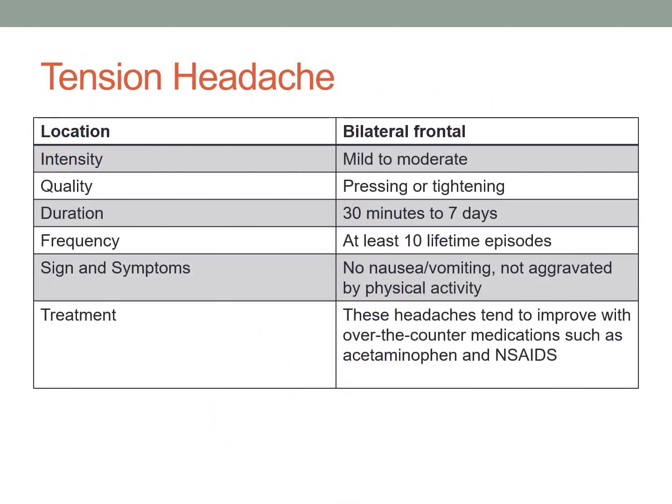Tension headache is a bilateral frontal headache which is mild to moderate in intensity. It is a pressing or tightening type of headache which lasts from 30 minutes to 7 days. Frequency is at least 10 lifetime episodes. This headache is treated with over-the-counter medications such as NSAIDs.